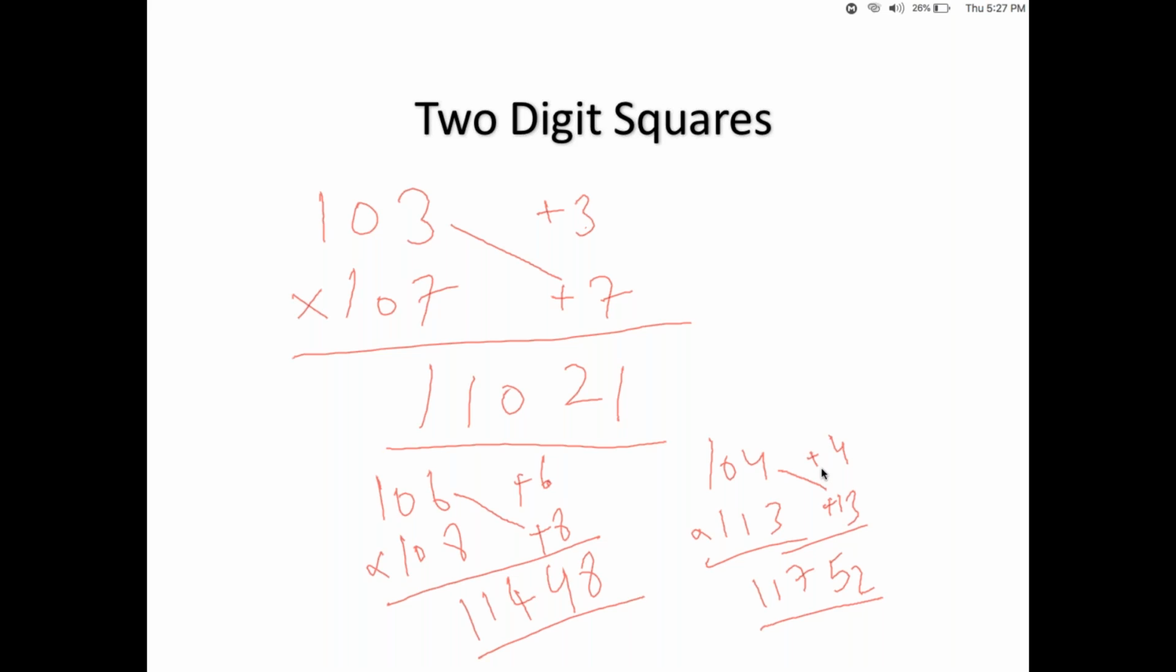When you are solving 104 times 113, see 4 into 13 is 52. So I have written 52 here, and 104 plus 13 is 117. That's what we've been doing from the beginning. That's how you solve this. Okay, Prableen? Good, good. I'll do that, the group. I'm coming to that.